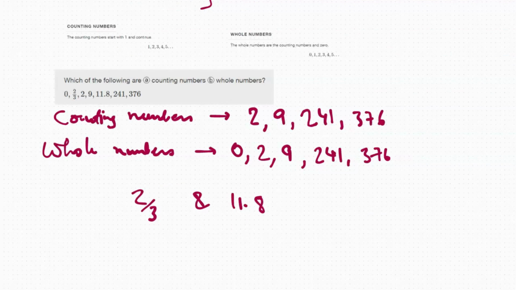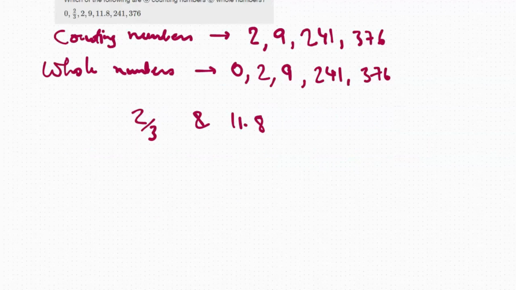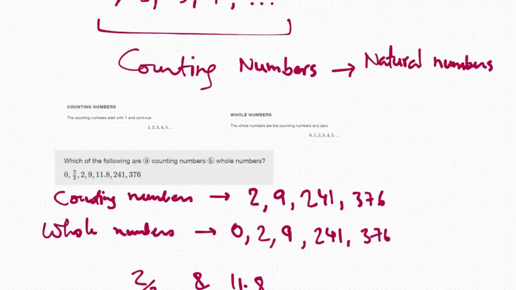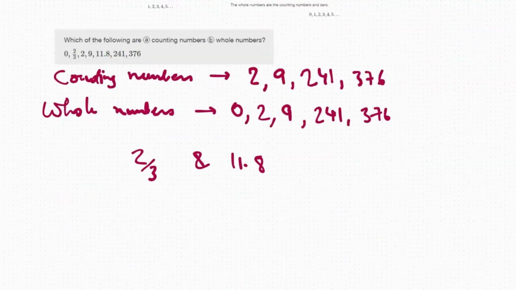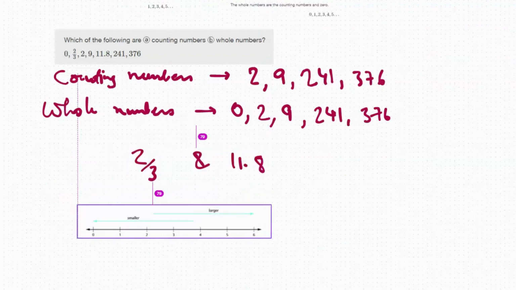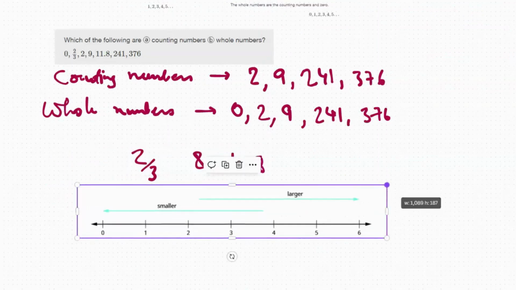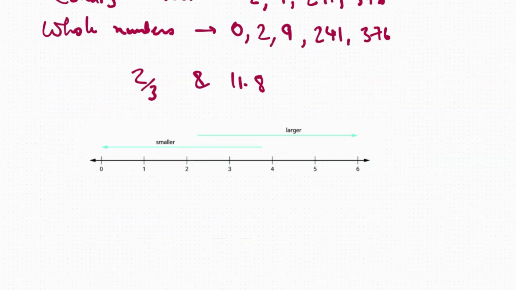Okay. Now one more thing before we wrap up this topic. If you want to map these counting numbers and whole numbers on a number line, let's see how that looks. The numbers on the number line increase from left to right and decrease from right to left. The point labeled 0 is what we call the origin. So this point is what we call the origin point.